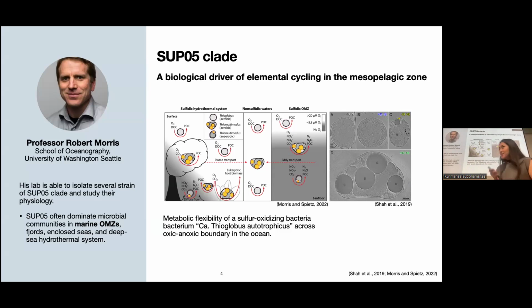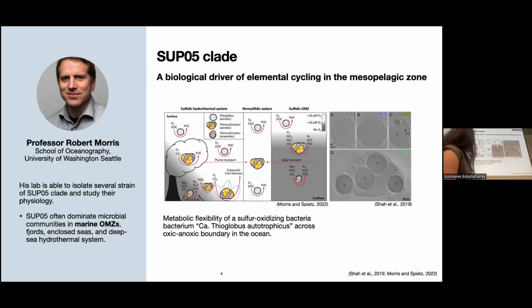And I believe he's probably the only group so far. You can correct me. But yeah, SUP05 is a microbial community that dominates oxygen minimum zones, and is also found in some fjords, in closed seas, and in deep sea hydrothermal systems. This clade is a biological driver of elemental cycling in the mesopelagic zone, because it has metabolic flexibility that allows it to do both autotrophic and heterotrophic metabolism in the area.